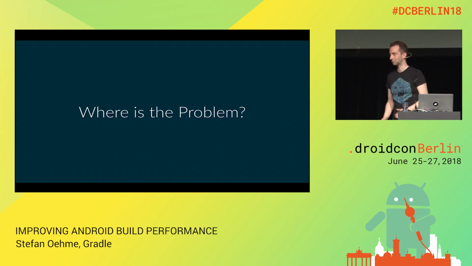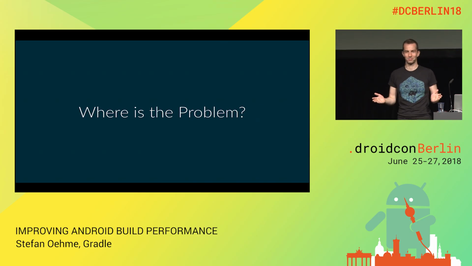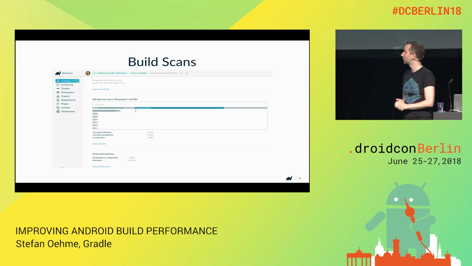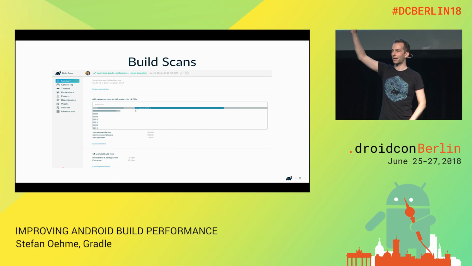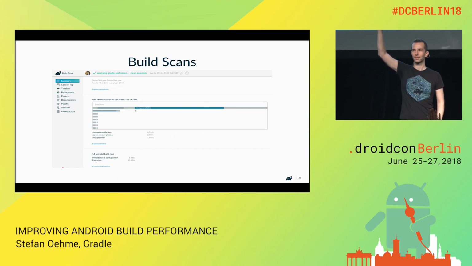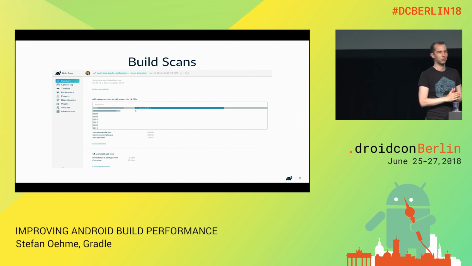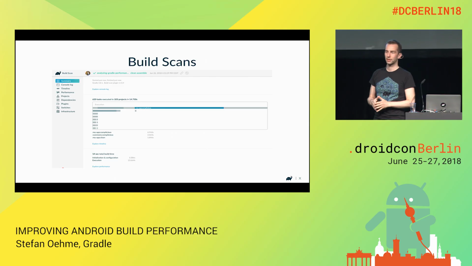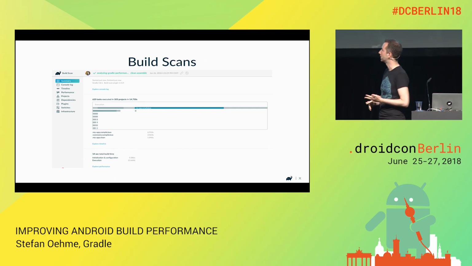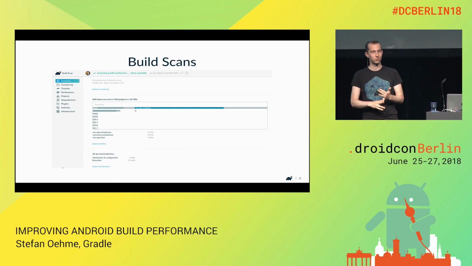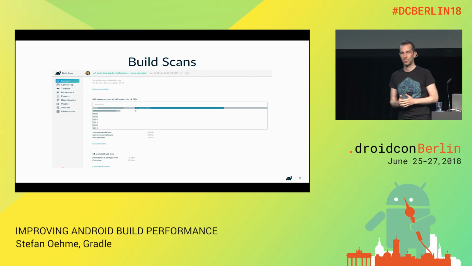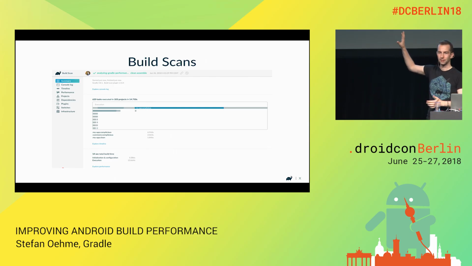Okay, so first question is, of course, where's the problem? And this is where build scans come into play. So who of you has created a build scan before? All right. So for everyone else, build scans, you can create one by just adding --scan to your build, are a tool that collects all kinds of data about what happened in a build, which tasks were executed, how long they took, which plugins you used, which dependencies you had, how long each plugin took to be applied to your projects, etc., etc. And it presents that to you in this really nice web UI.